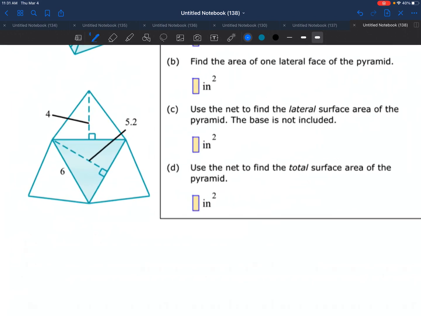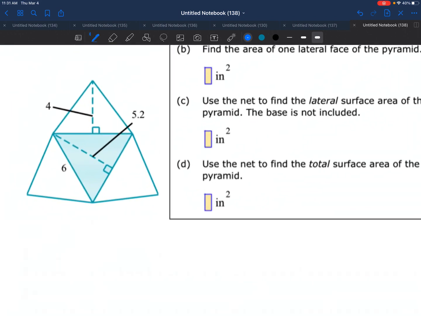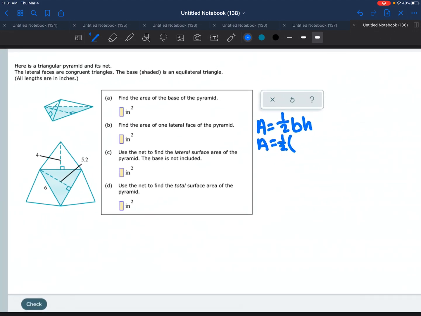The shaded triangle has a base of what? Be confident in your answer. Okay. And what's the height of the shaded triangle? 5.2. There we go. Okay. All right. What do we get for our answer? 15.6. Very good. Okay. All right. Next it says find area of one lateral face.